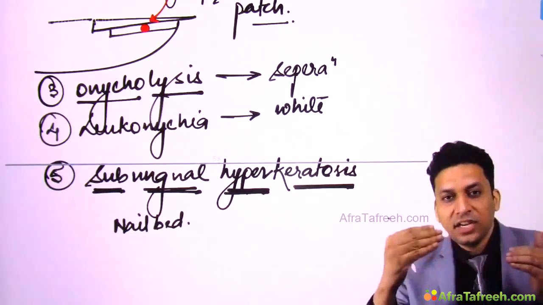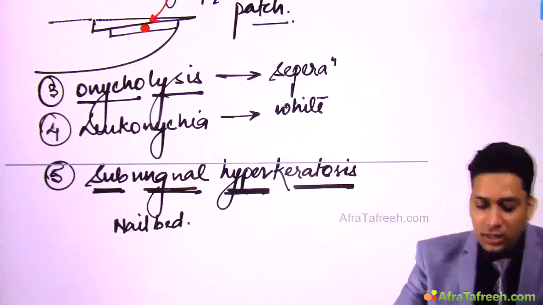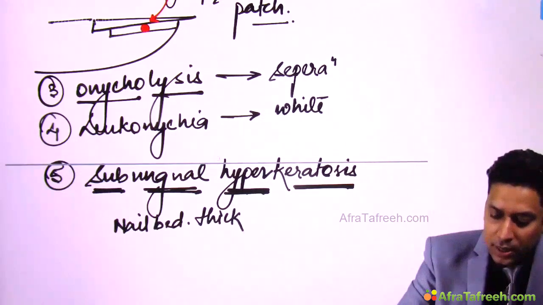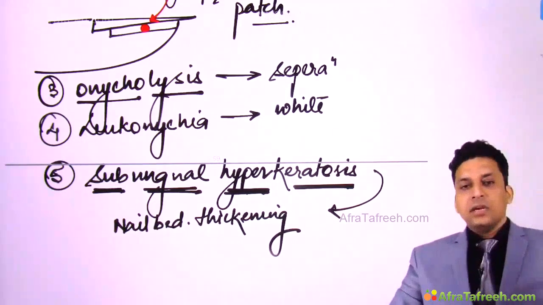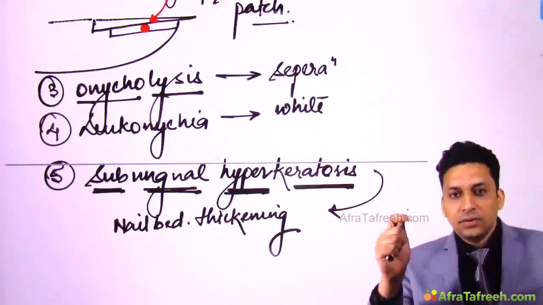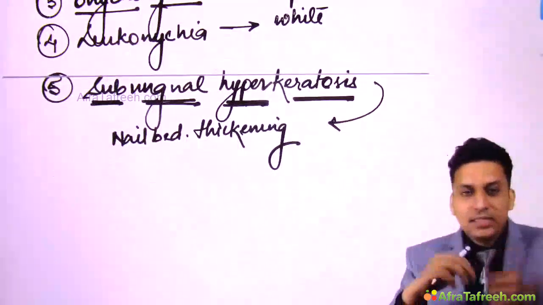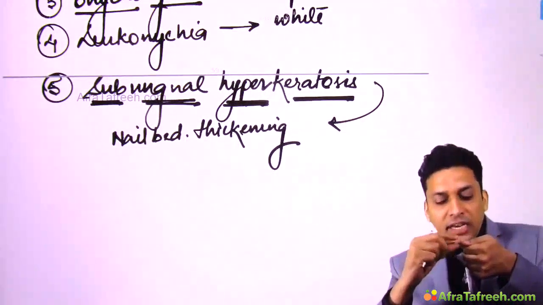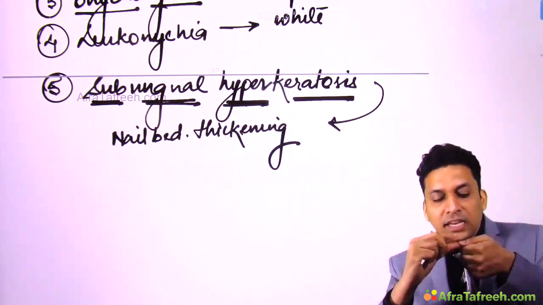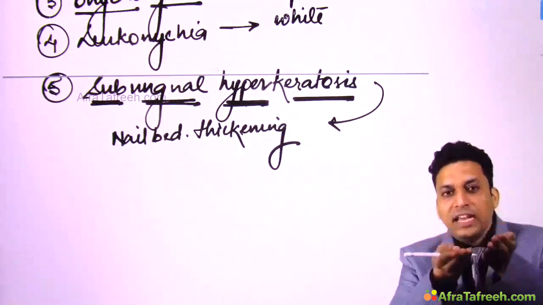And when there is excessive keratinization, this nail bed will become thick. So this is nail bed thickening. So what is subungual hyperkeratosis, which is seen in psoriasis? It is nothing but thickening of the nail bed. Now let us consider that there is thickening of the nail bed. When the nail bed is thickened, what happens? It pushes the nail plate upwards.